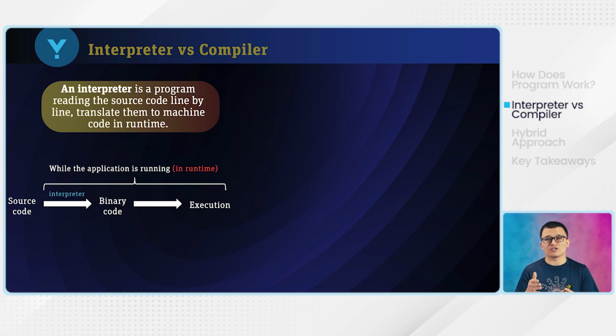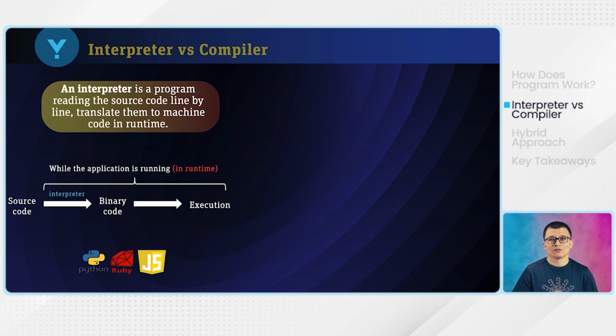And after each line is translated to the binary code one by one, then line by line, those binary codes will be directly sent to the CPU. They will be directly sent to the CPU to process. And the processing will be done during the runtime. So that is what kind of program this interpreter is. Okay? And we have programming languages like Python, Ruby, JavaScript that are known as the interpreted programming languages.